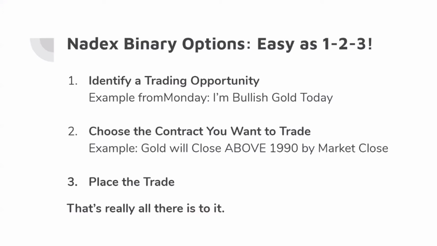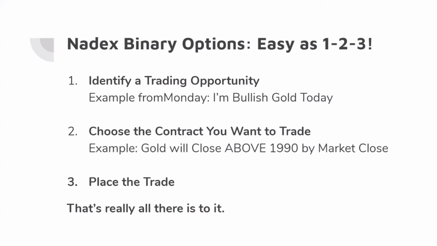So, having a bullish bias, the second thing you're going to do is go, well, what do I want to trade? And you find a price level in the market you want to trade from. I'm just going to say that, hey, I think gold is going to close above 1990 when the pits close at 1:30 Eastern time. And then I place the trade. That's all there is to it.